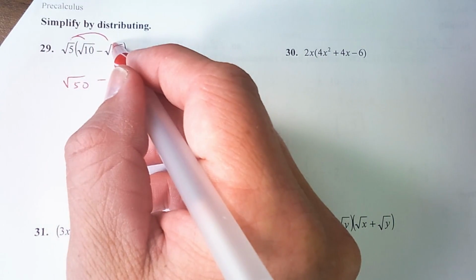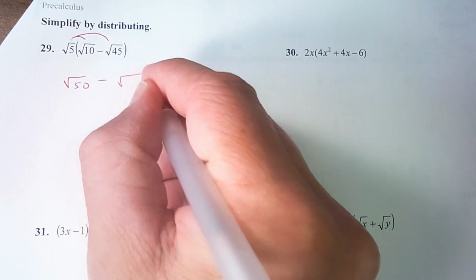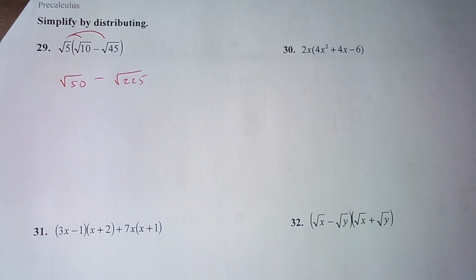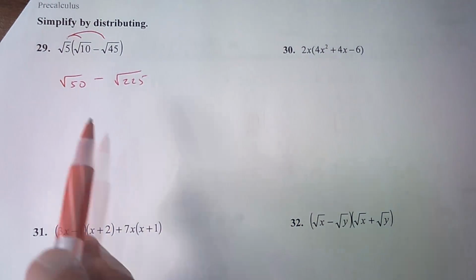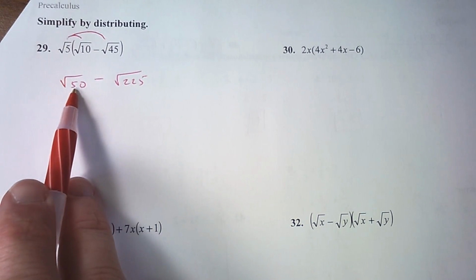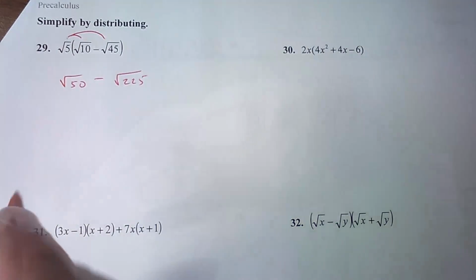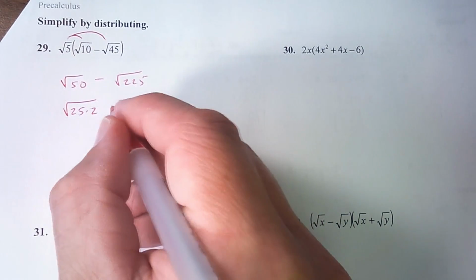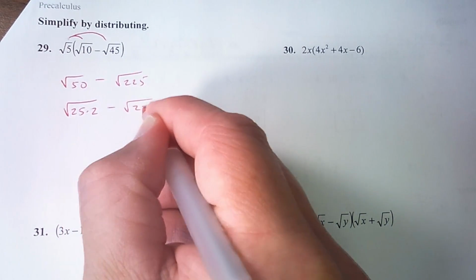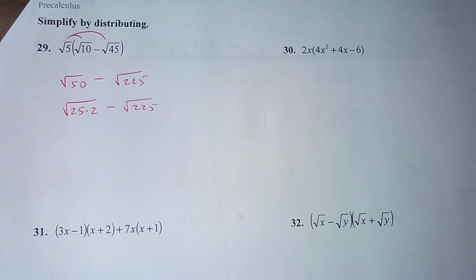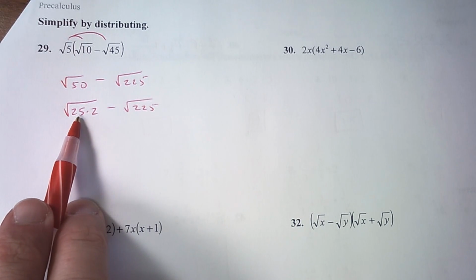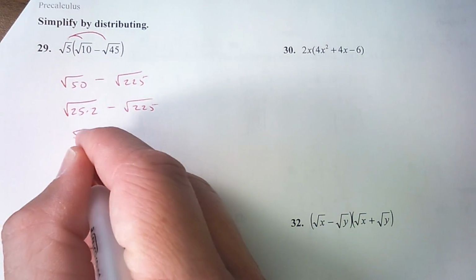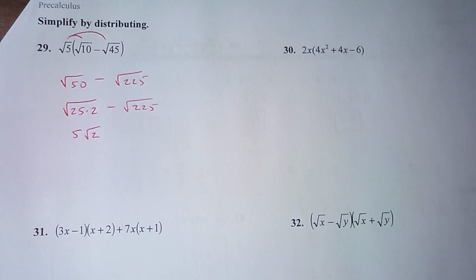And the square root of 5 times the square root of 45 is the square root of 225. Okay, now I need to simplify both of those if I can. 50 is not a square number, but a square number does go into 50. 50 is the same as 25 times 2. Okay, now 25 is a square number. The square root of 25 is 5, so that's going to come outside. 5 times the square root of 2.